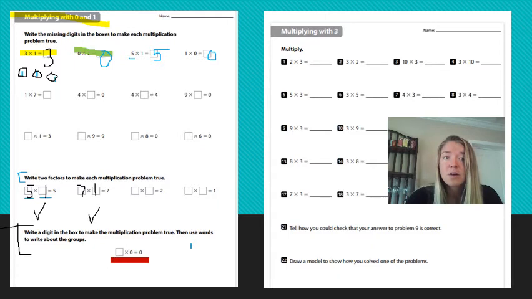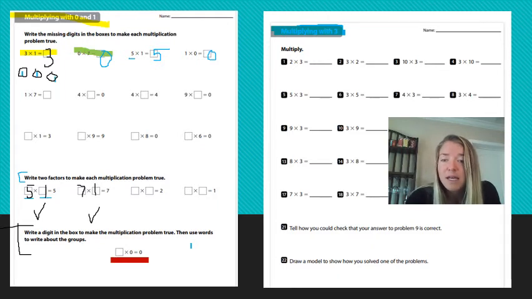Remember, at any time also you can stop this video and work on these problems and then press play again and we can go over the next page. But right now I'm going to continue on to the next page where it says multiplying with 3. So we're moving up. We're moving into our 3 times tables.